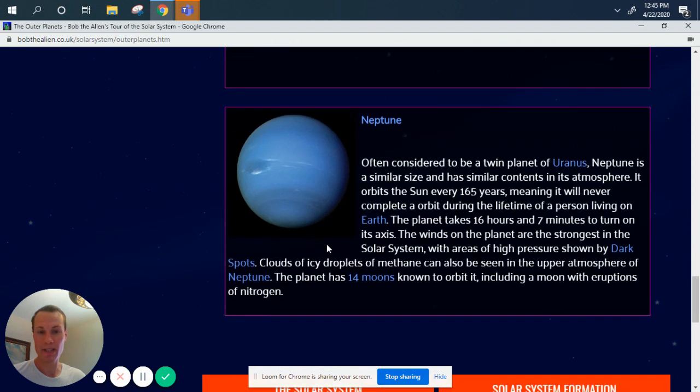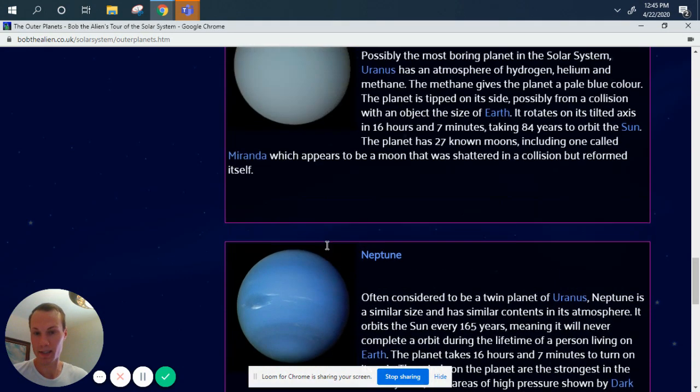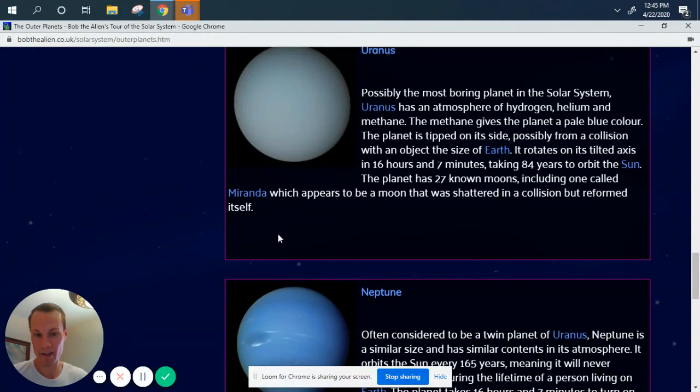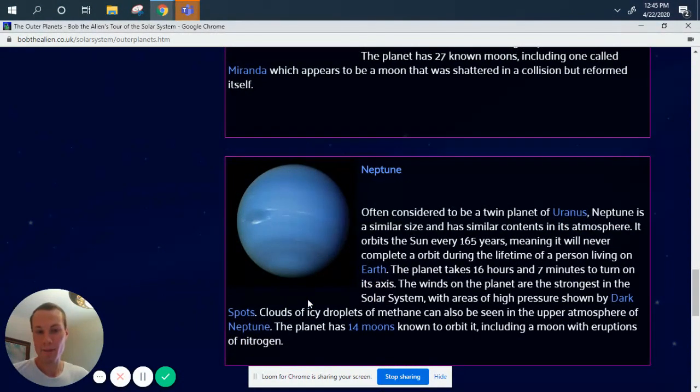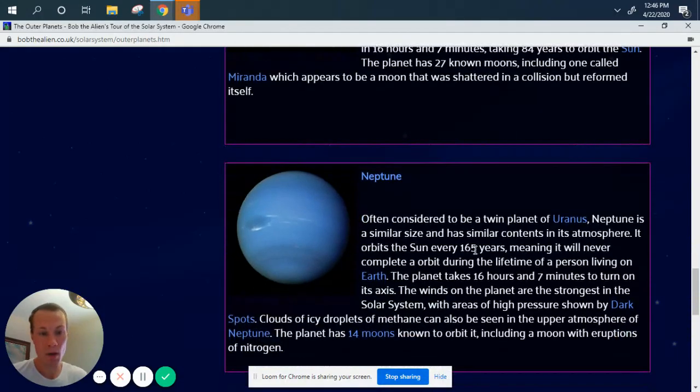The last planet is Neptune, often considered to be Uranus's twin. I wonder why. They look very similar. Neptune is a similar size and has similar content in its atmosphere. So it's about the same size, made out of the same kind of gases. It orbits the sun every 165 years. That's incredible. That's a long time to go around the sun.